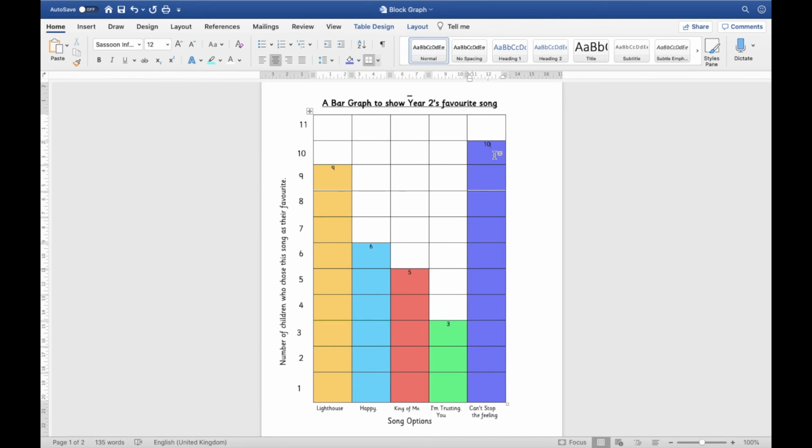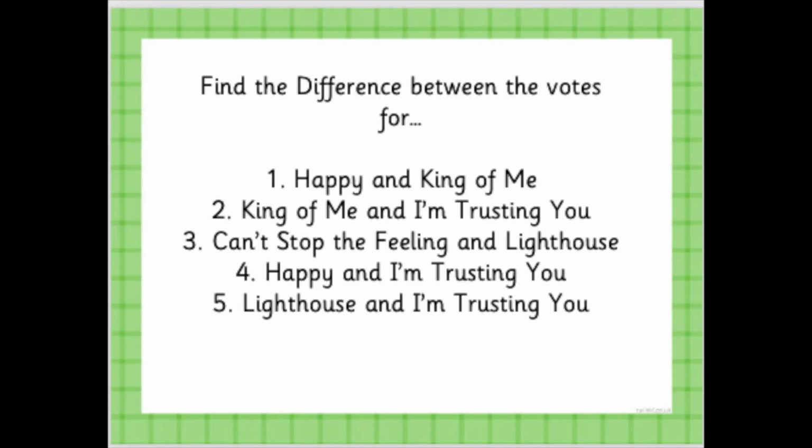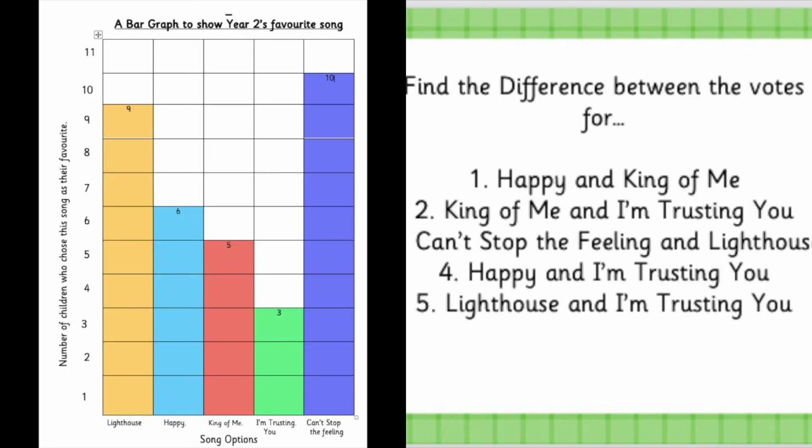Okay, so what I'm going to do now is post a few more questions for you to do, and again, don't worry about writing them down in your jotter. You can do this as a practical activity. So I want you to find the difference between the votes for these things. Number 1, can you find the difference between Happy and King of Me? Number 2, King of Me and I'm Trusting You. Number 3, Can't Stop the Feeling and Lighthouse. Number 4, Happy and I'm Trusting You. Number 5, Lighthouse and I'm Trusting You.